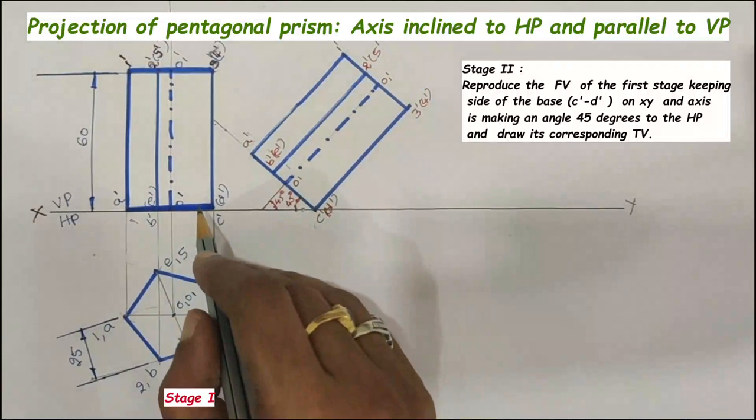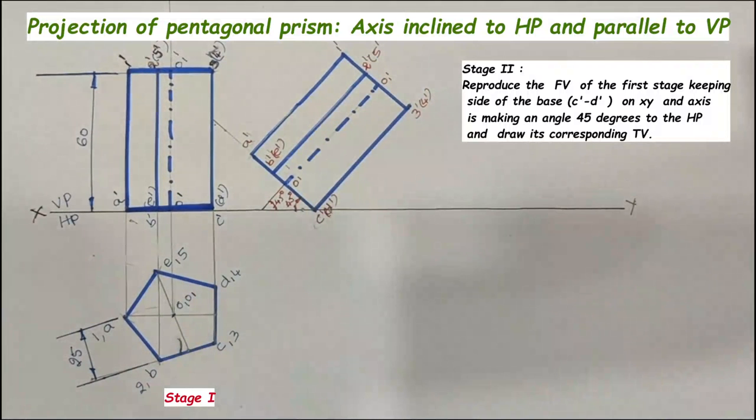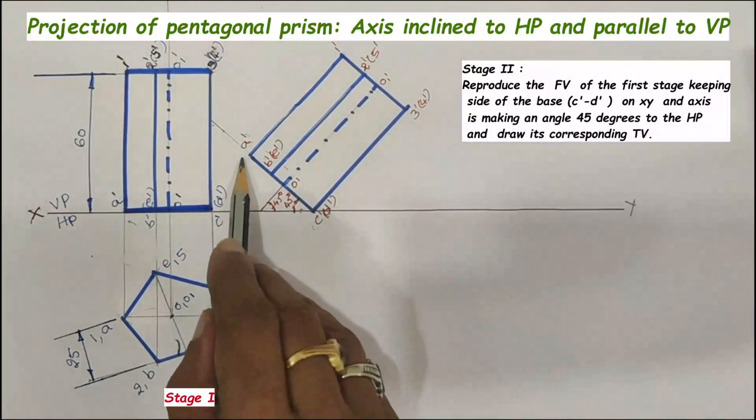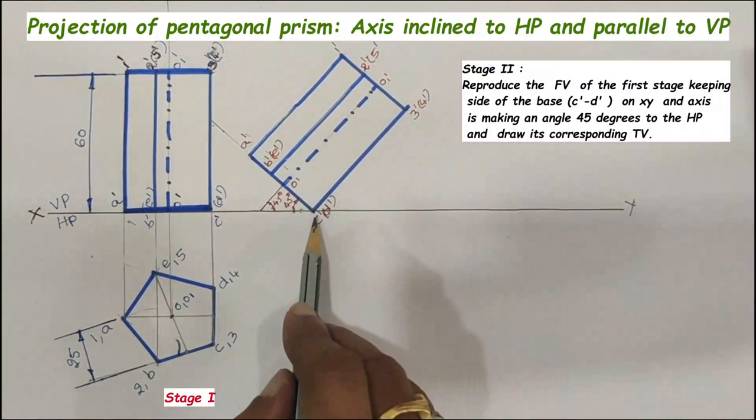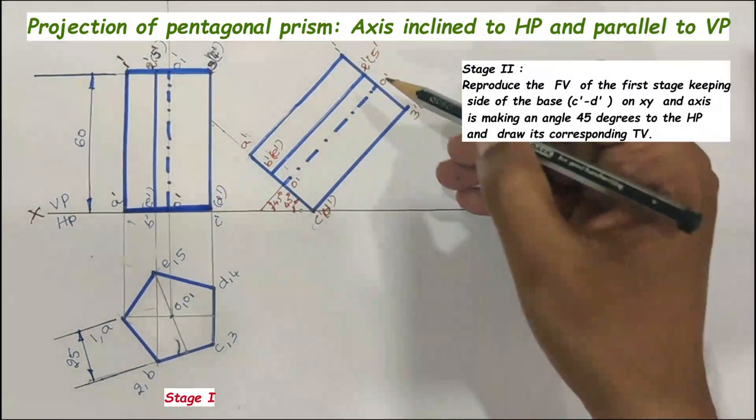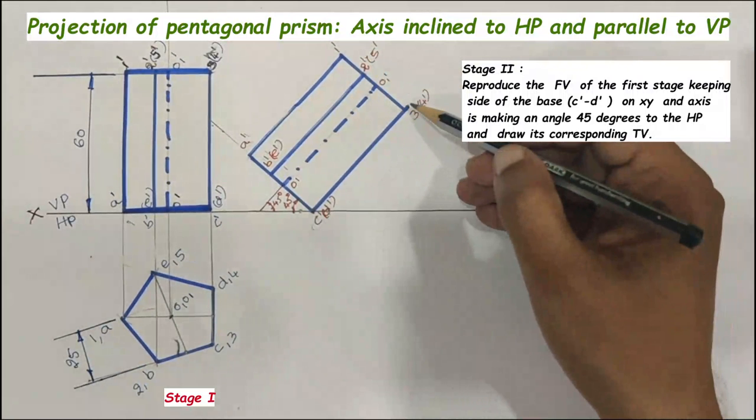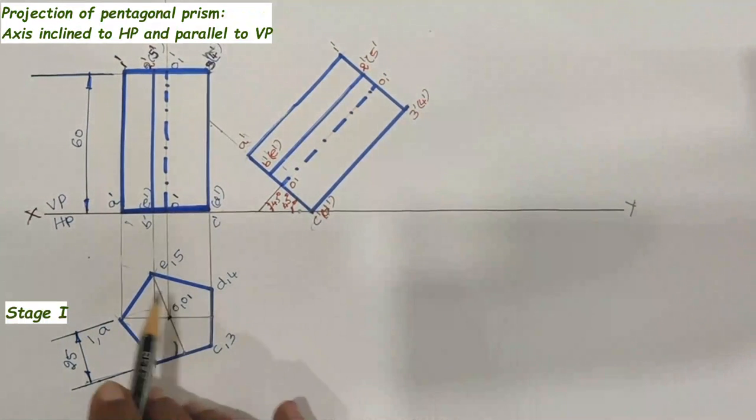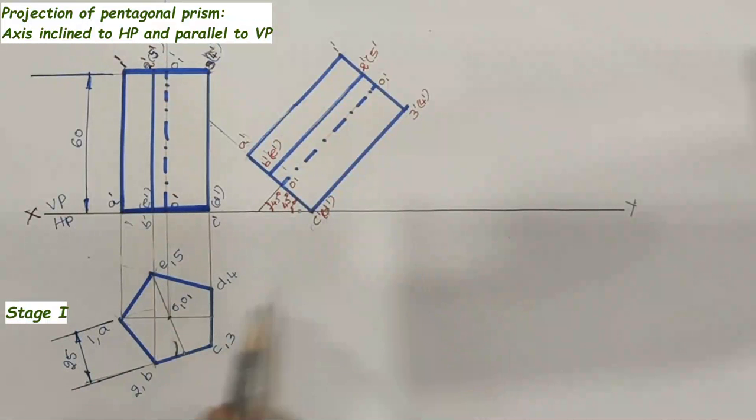Reproducing the first stage front view into the second stage front view with the given condition is completed. Then we'll move towards drawing the second stage top view. For that, draw projectors through A dash, B dash, C dash, O dash, 1 dash, 2 dash, O1 dash and 3 dash towards the horizontal plane, and draw locus lines from the corresponding points in the initial stage top view.